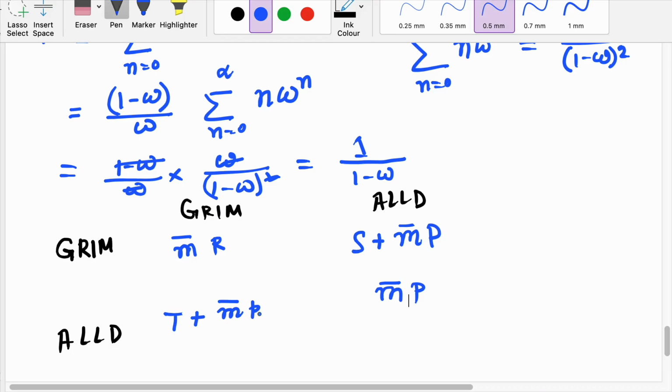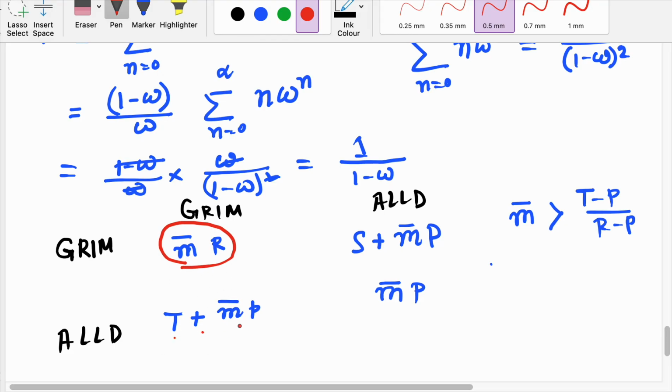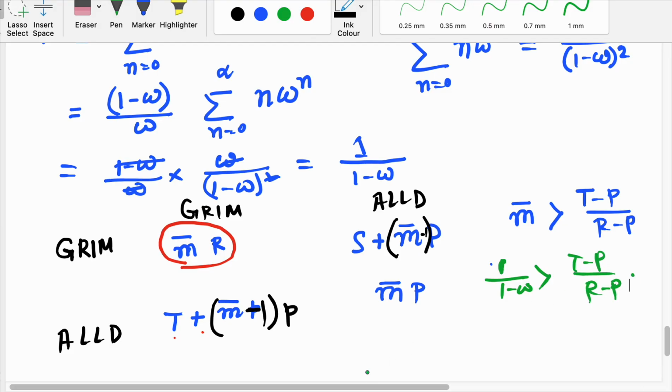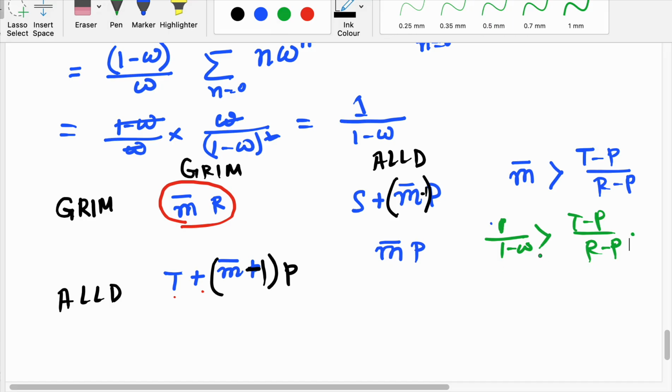Now from here we can calculate that m bar has to be greater than t minus p by r minus p. Then we can see that green is an evolutionary stable strategy. This condition comes from the relationship between these two pairs. So m bar r has to be greater than t plus m minus 1 p. From this relation we get m bar greater than t minus p by r minus p, so 1 by 1 minus w is greater than t minus p by r minus p. If I know there is enough probability of meeting again in the next round, I have to play the green.